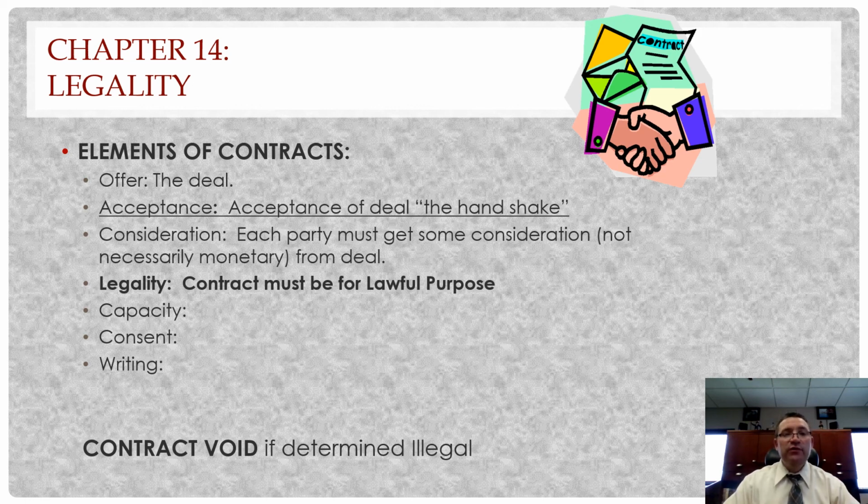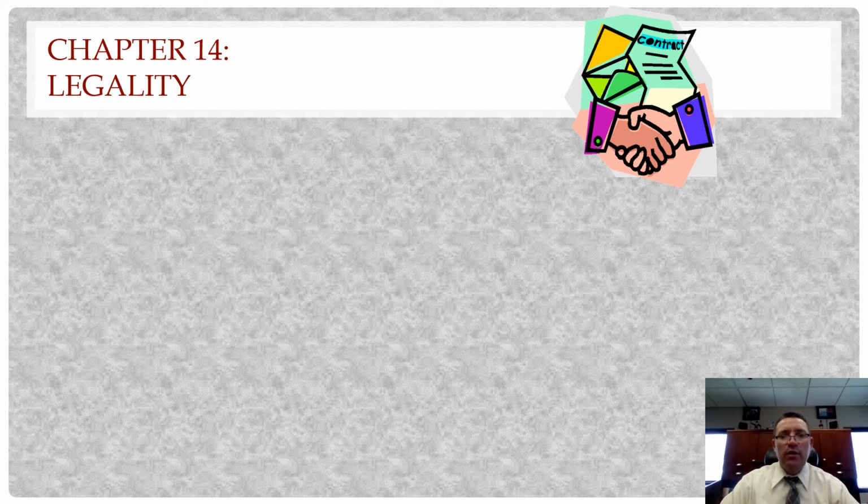So now we're moving to legality, right? The contract must be for a lawful purpose. If not, it's void. Not one of the parties can pick and choose that they want to get out of that contract. No, that's voidable. In this situation, because it was not something that legally could be done, the court's just going to terminate that contract. All right, let's talk a little bit more about legality.